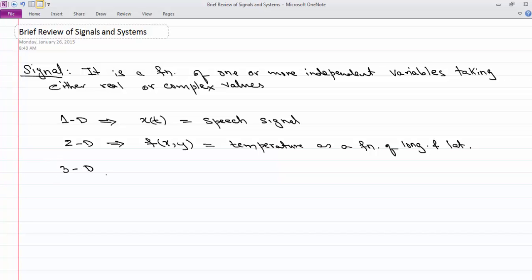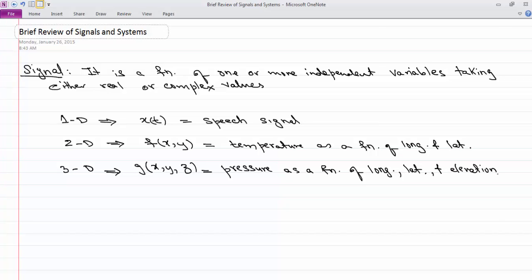There can be 3D signals. For example, it could be g of x, y, z, and that could be pressure as a function of longitude, latitude, and let's say elevation, and so forth. You can have n-dimensional signals where you can keep on adding things. For example, you can make a signal a concatenation of the temperature and the pressure, right? So you can have a signal which is composed of other signals.